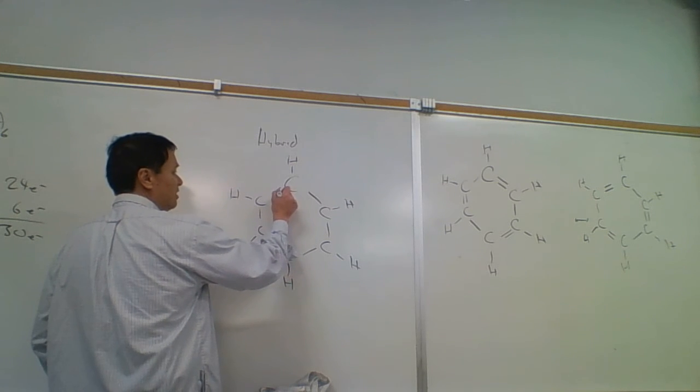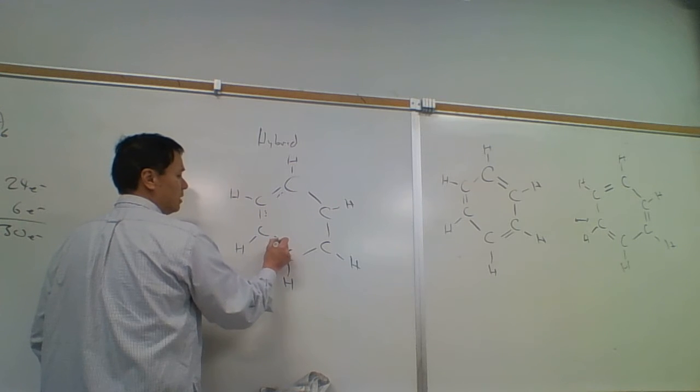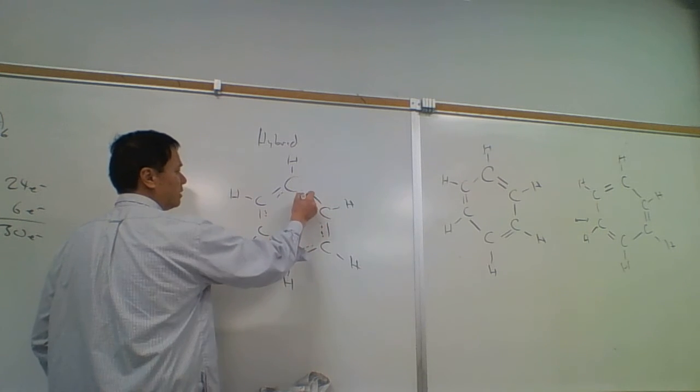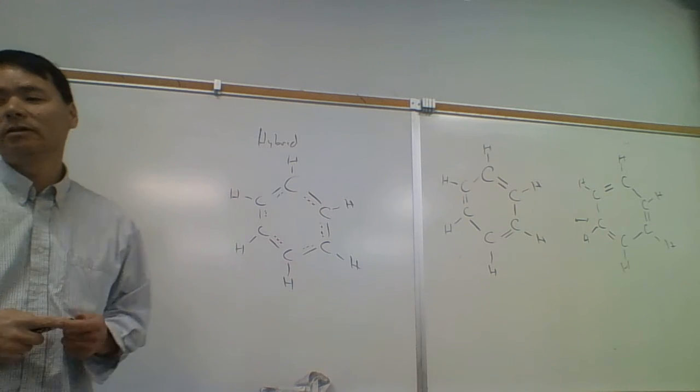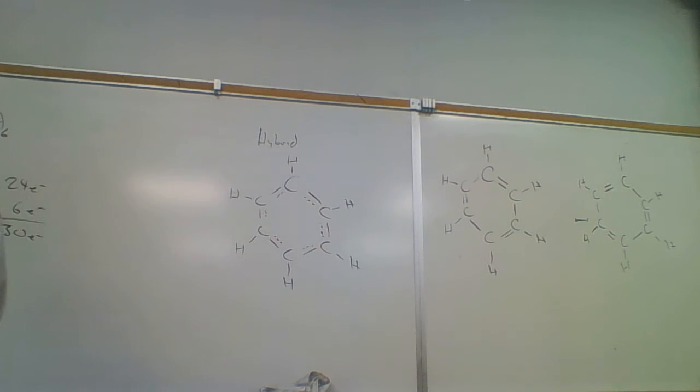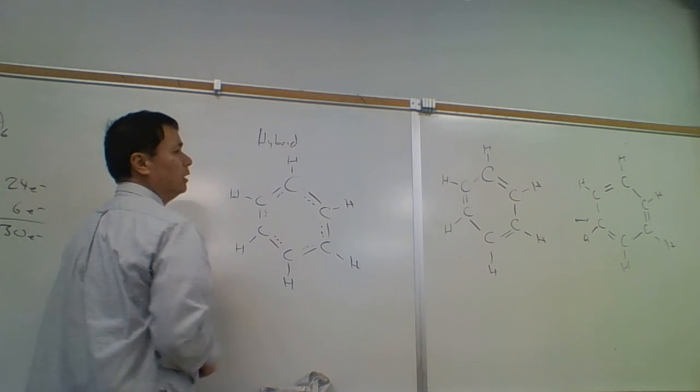But it's called delocalized, and so we delocalize the electrons like this. And so all the bonds are the same. Rather than being a single and a double, they end up being 1.5. And so this is very symmetric. This is going to be 120 degrees.